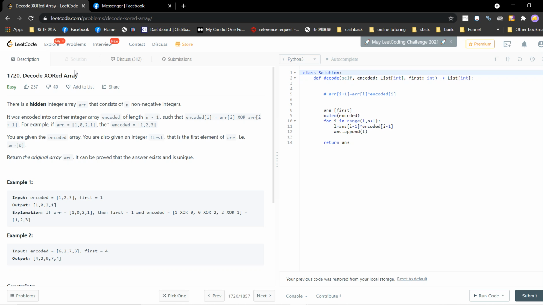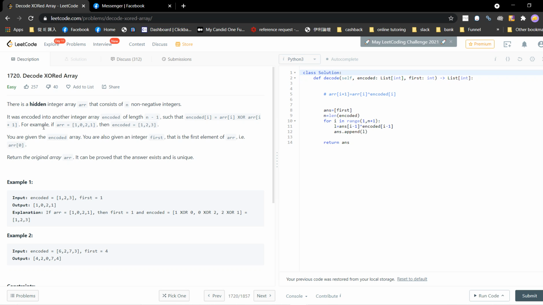Okay, so in this video let's talk about Leetcode 1720. There is a hidden integer array. Basically there is an array consisting of non-negative integers, and it was encoded into some other array. So you have a hidden array, and there is an encoded array of length n minus 1, where encoded[i] is arr[i] XOR arr[i+1].